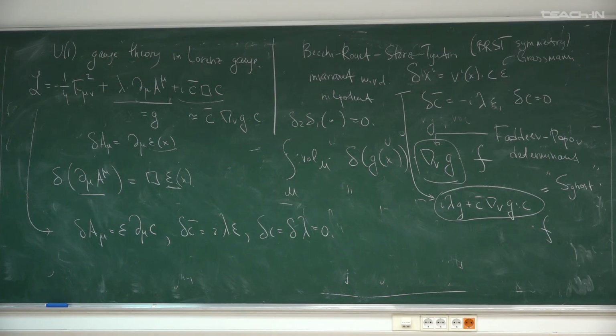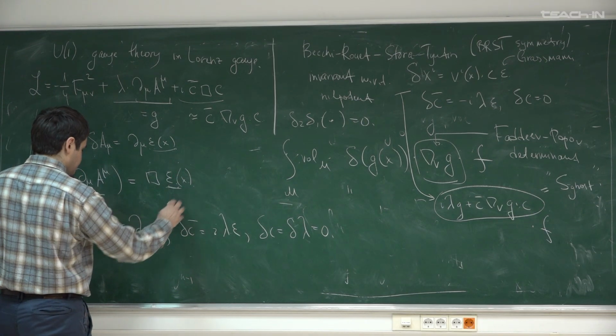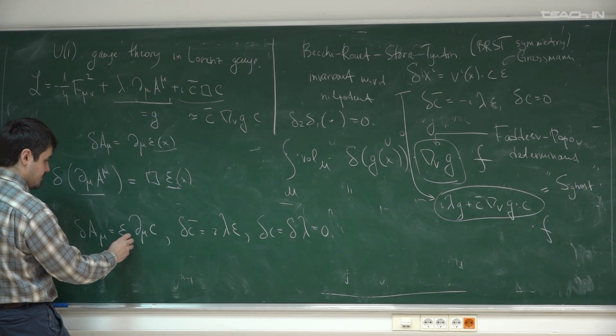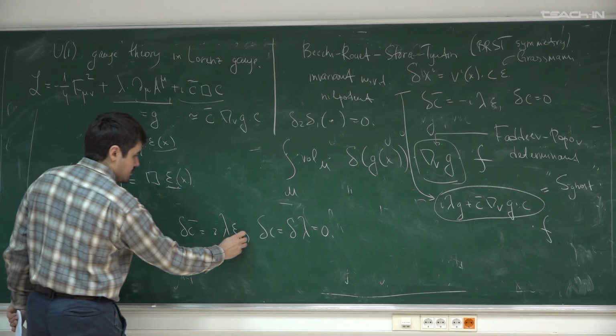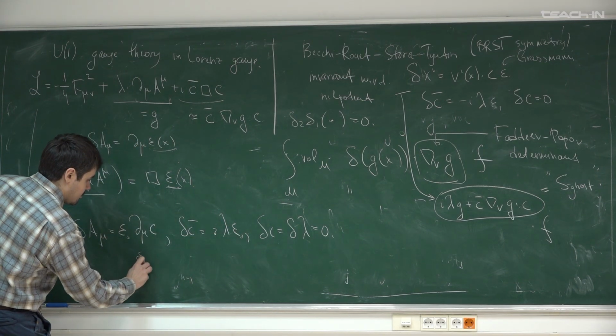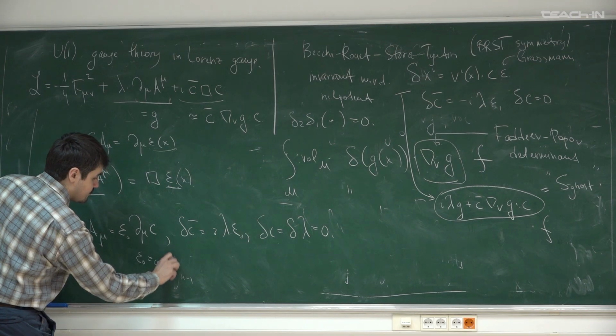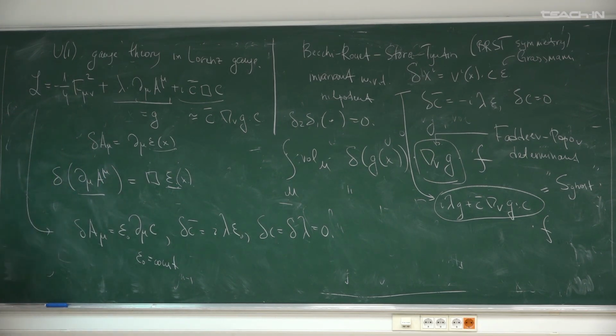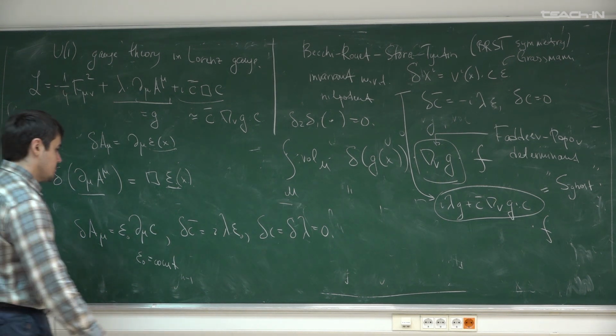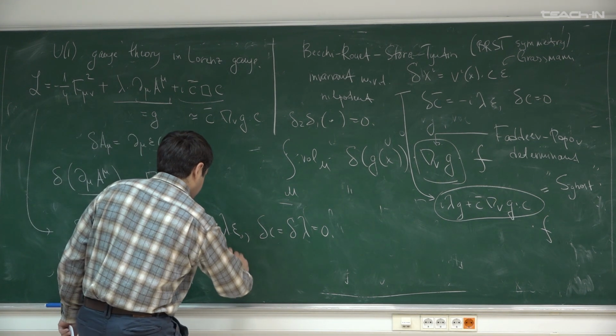Anyway, this transformation is a global transformation. Here epsilon was a function of x, but here epsilon is a constant. Maybe I should call it epsilon 0. So epsilon 0 is a constant. This is a global transformation, and you can compute the corresponding Noether charge. So there is a Noether current.